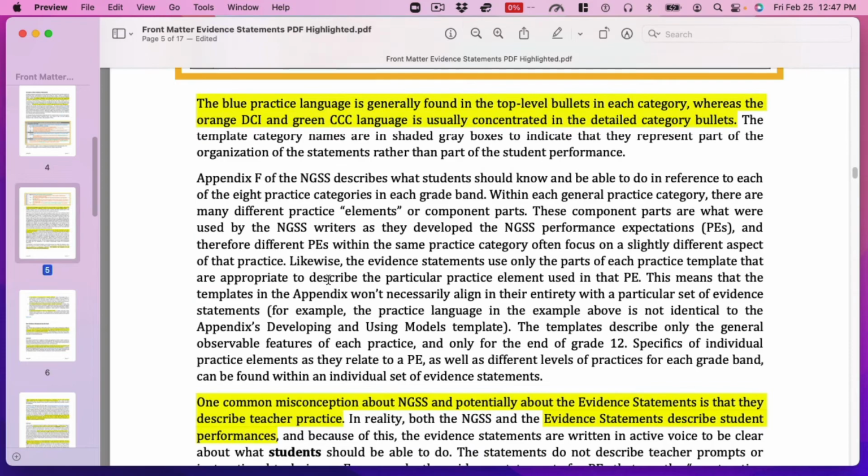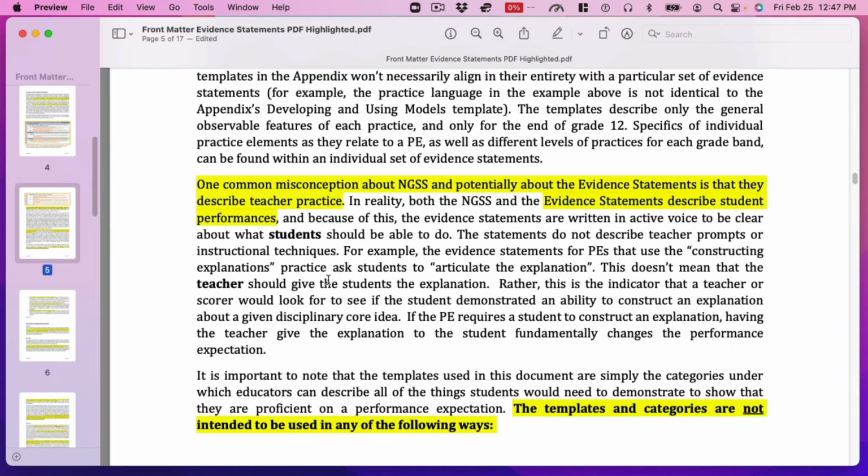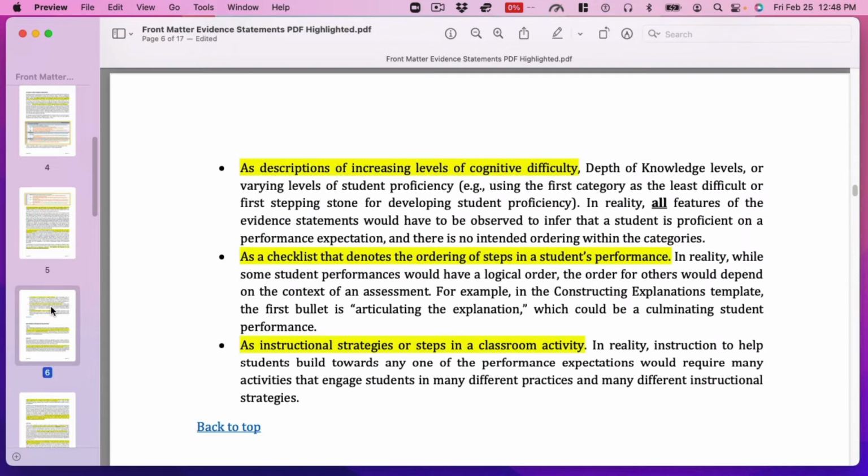So let's talk about the idea that this is not just about teacher practice, right? We're not describing what teachers do or demonstrate, it's what students demonstrate. So a classroom demo isn't going to cut it for an evidence statement. It's really what students should be doing. And the templates and categories are not intended to be used in any of the following ways.